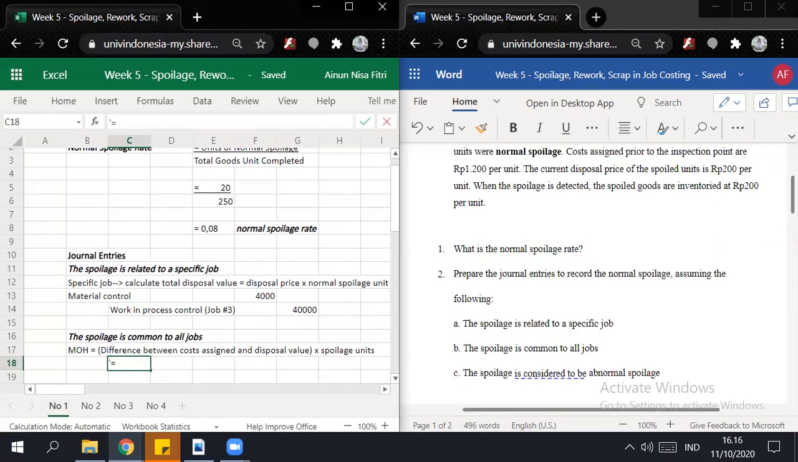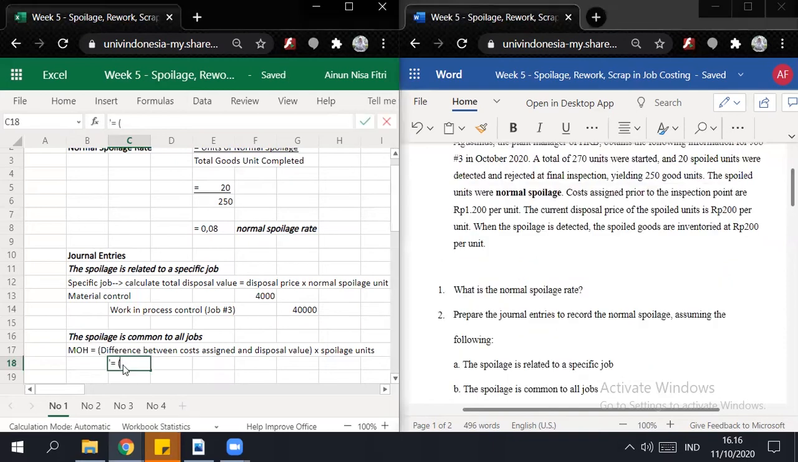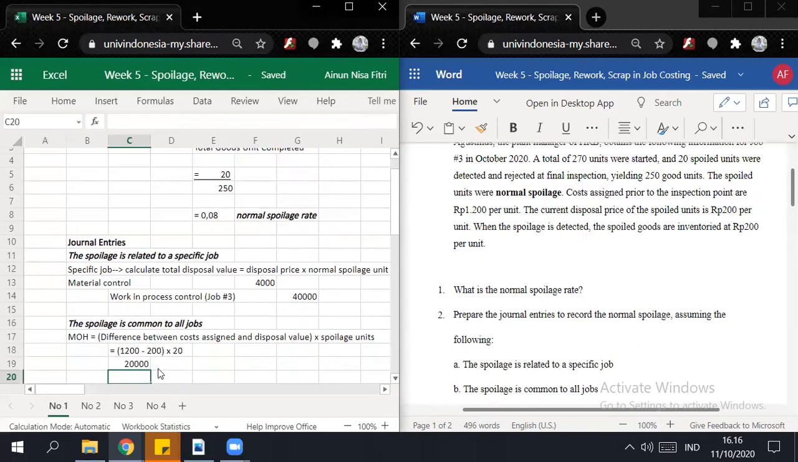The cost assigned to this job is 1,200. And then the disposal value is 200, times the spoilage units, which is 20. Therefore, the manufacturing overhead is 20,000.